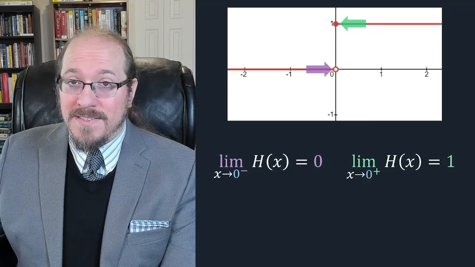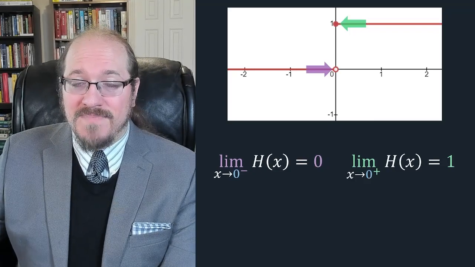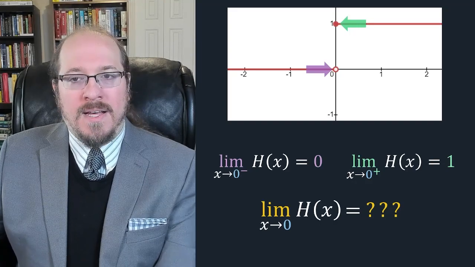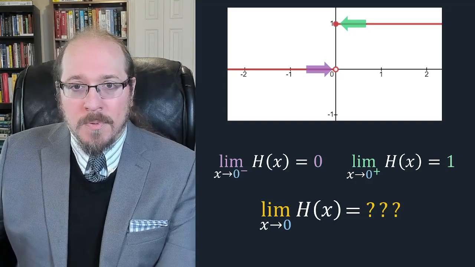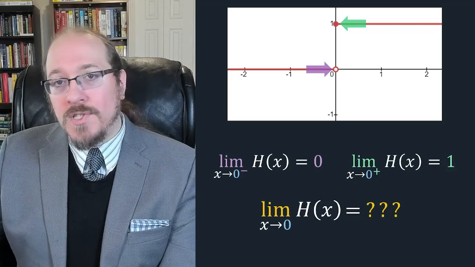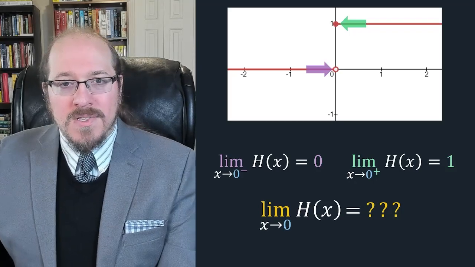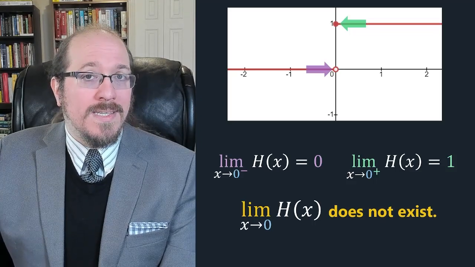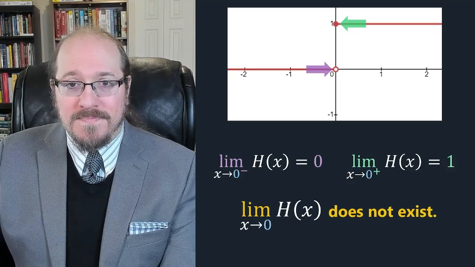Our left-hand limit doesn't match our right-hand limit. That presents a bit of a problem because it means that we can't talk about the limit of the function as x approaches 0 unless we know which direction we're coming from. So here we'd say that the limit does not exist because the one-sided limits don't match up.